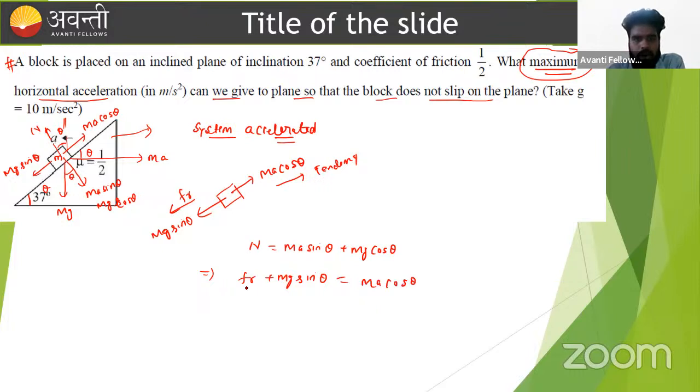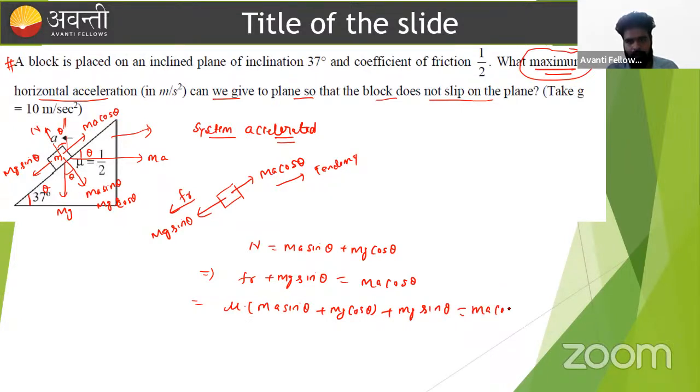Okay, beta. How can we write down the friction force here? Mu into N. Mu into N, that is the value of the friction force. What is the N here, beta? That is nothing but ma sin theta plus mg cos theta. So mu times that, plus mg sin theta, equal to ma cos theta. Okay, sir. If we find out the value of a here, we have to transfer it.